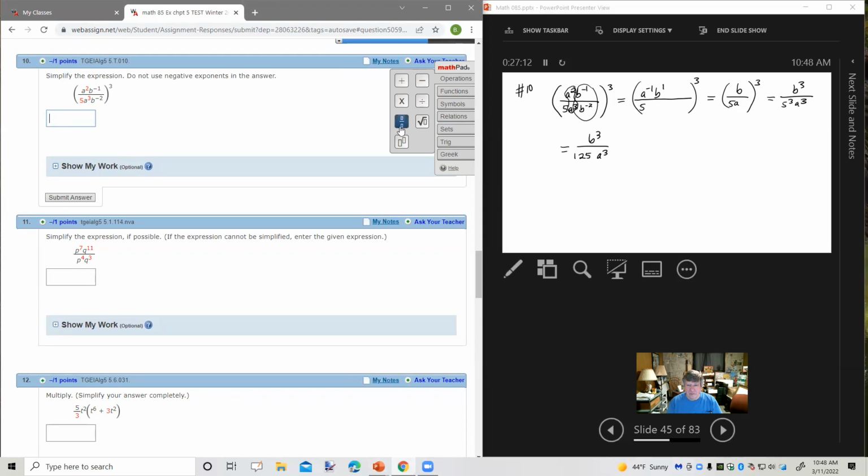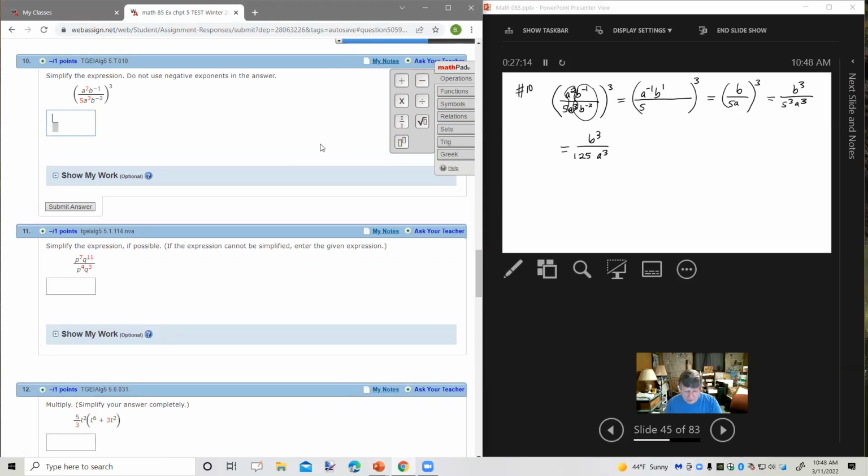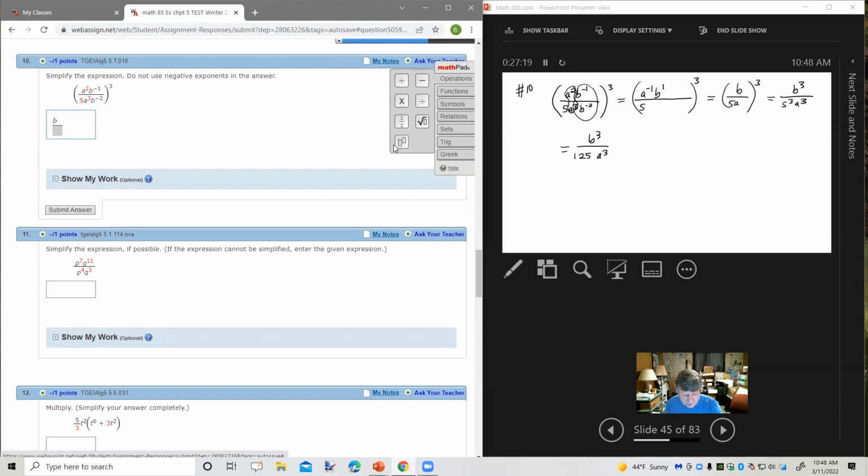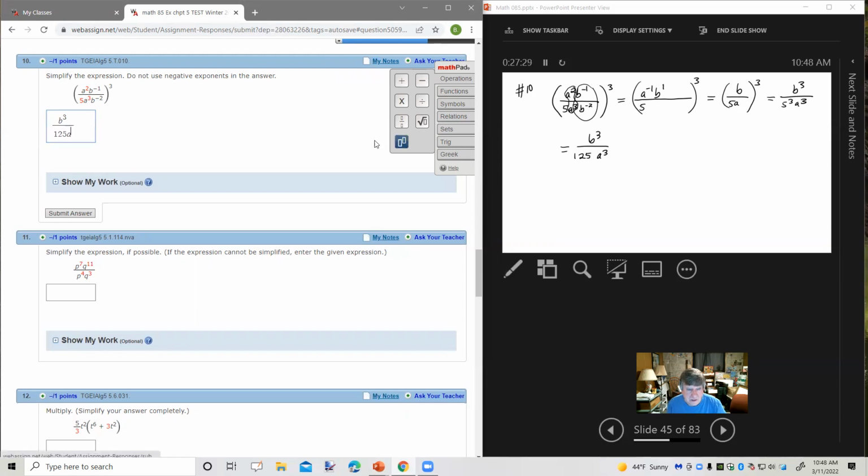So I need a fraction. I'm going to have b cubed on top, on the bottom, 125 a cubed. Let's see, b cubed, a cubed. Here's hoping.